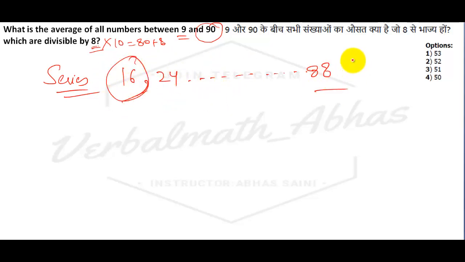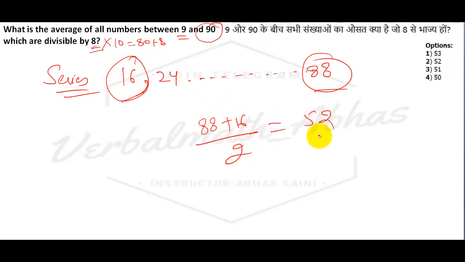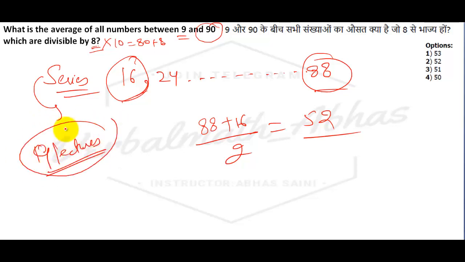Just add these two numbers and divide by 2. So (88 plus 16) by 2 is your answer. This is 52. Okay. This is your answer. And for series, I have told you in 9 lectures. So just go through all those lectures, and you can easily crack these types of nuts.